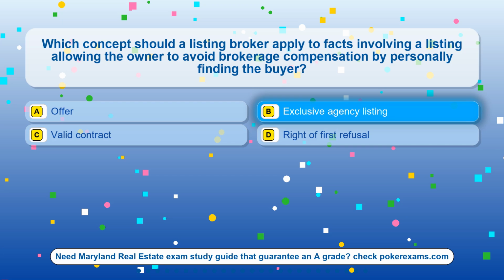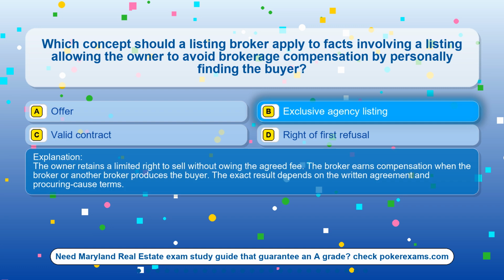The correct answer is option B, exclusive agency listing. The owner retains a limited right to sell without owing the agreed fee. The broker earns compensation when the broker or another broker produces the buyer. The exact result depends on the written agreement and procuring-cause terms.